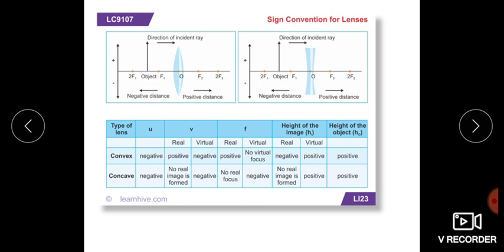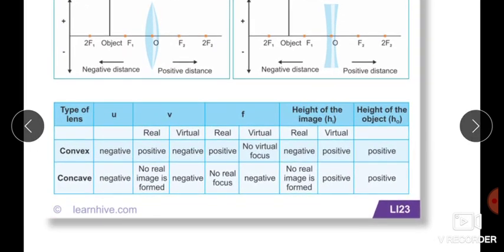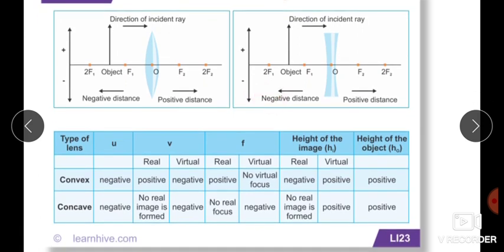Now the sign convention part, and how we can apply it while going to the numericals, 1 by f is equal to 1 by v minus 1 by u. How to do it here? If you see, all the distances are measured from the optic center. Whichever lens we are taking, all the distances are measured from the optic center.